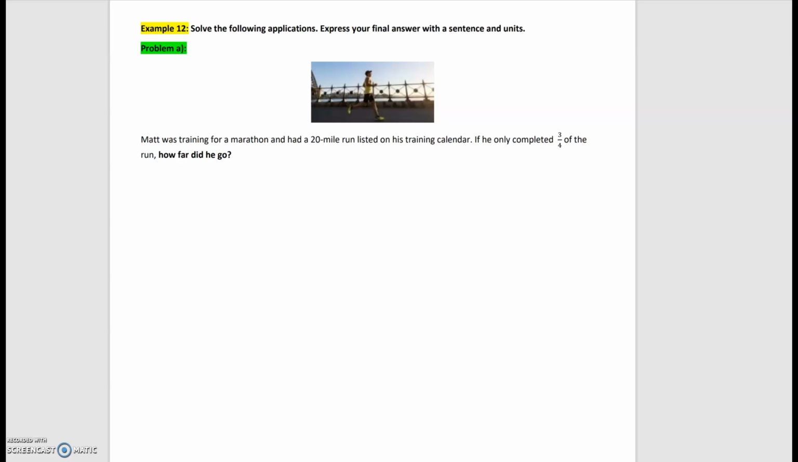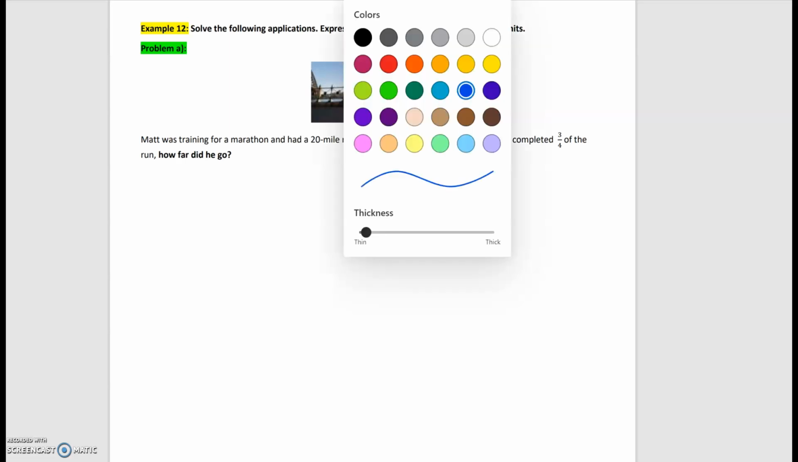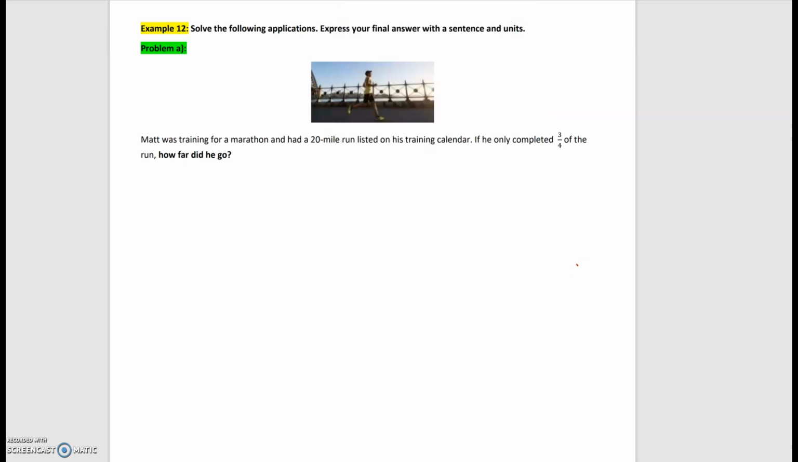Hi class, for this set of problems we're going to be looking at a couple of applications. One aspect of the applications is that they're asking us to express the final answer in some sort of a sentence, and then also to include units.